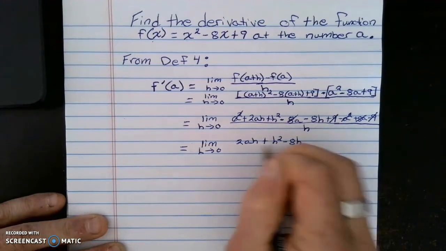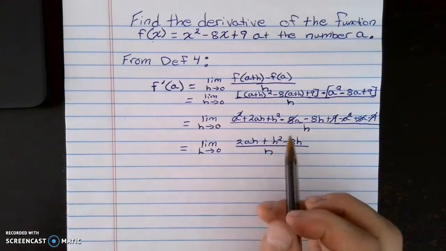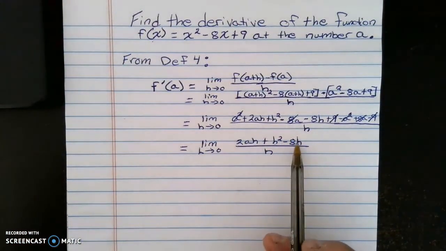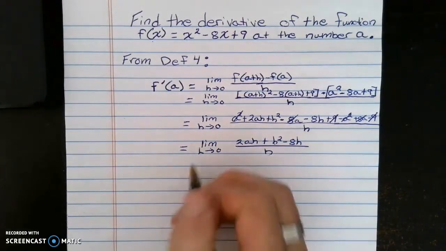minus 8h. And one thing that's really cool that we notice here is that there is an h in each of these terms, and with the h in the denominator, we can divide that h out with each term.